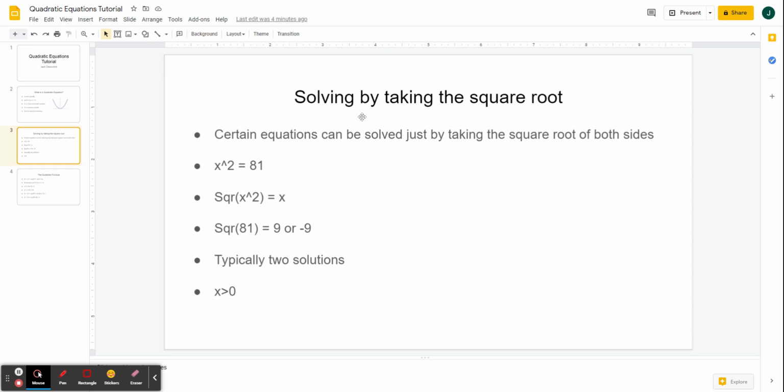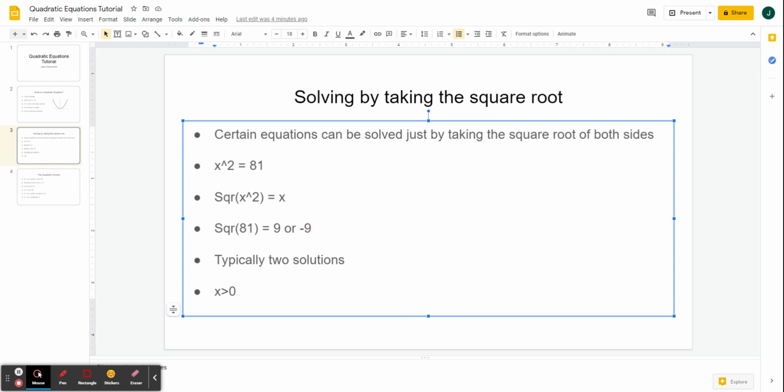And typically, when you solve like this, there are two solutions, such as there is here. But there are some exceptions. If you're given something like x is greater than 0 or x is less than 0, well, if x is greater than 0, then of course x cannot equal negative 9, so that would be just 9 in that case. But unless you're given this expression, then typically there would be two solutions.